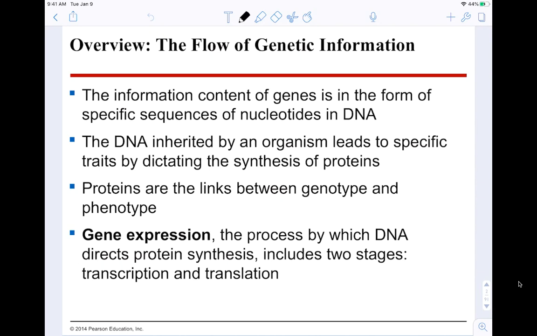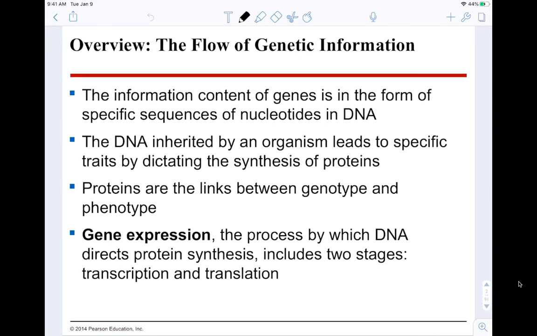So the important content of genes is in the form of specific sequences of nucleotides in DNA. Because previously when we talked about DNA, we said that it's really the order of the nucleic acids in each individual that makes your genetic makeup unique and specific to you. So the DNA inherited by an organism leads to specific traits by dictating the synthesis of particular proteins. These proteins are the links between the genotype and the phenotype. So your actual genetics, the alleles, what you've inherited, and the phenotype, what you physically look like.